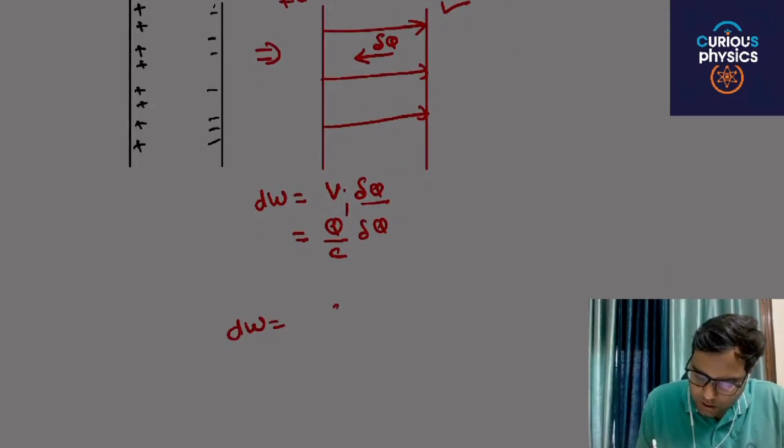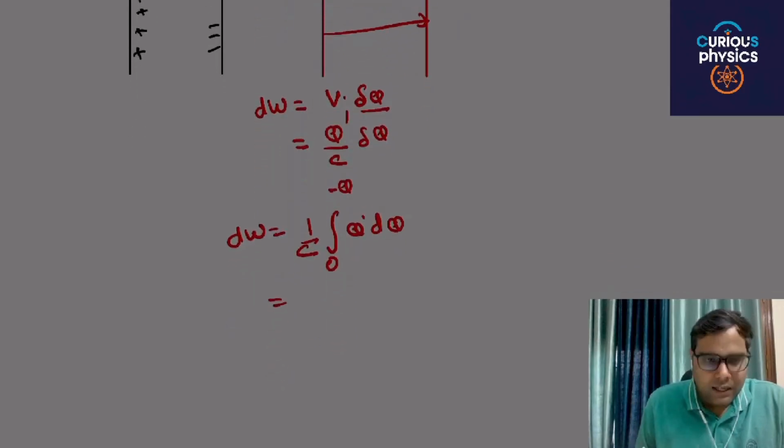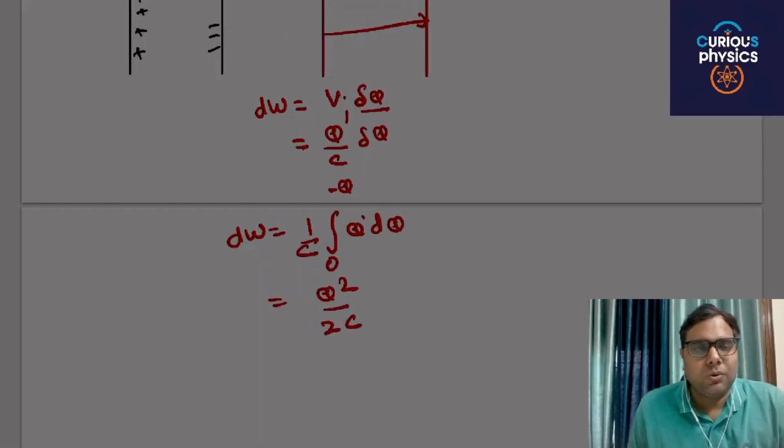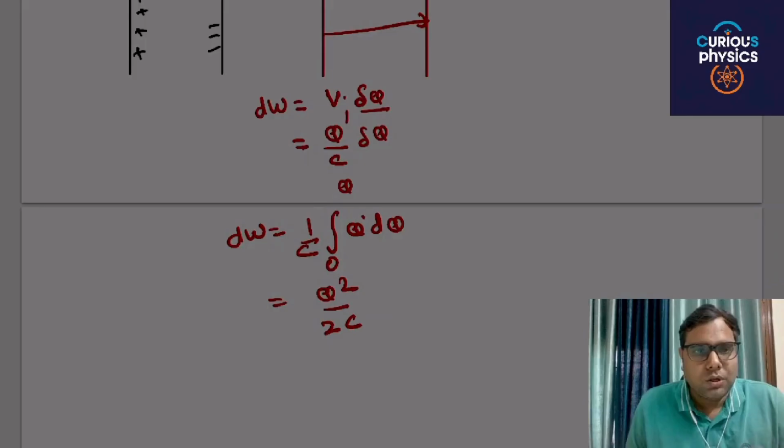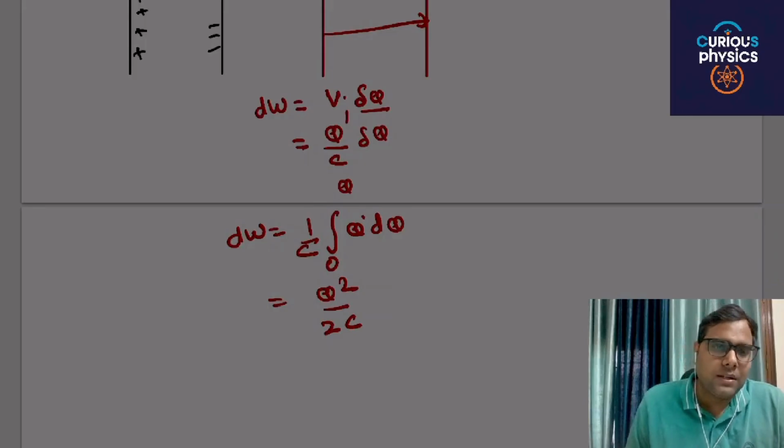C is common, and the total charge goes from 0 to Q, and 1 by C, Q dash into dq. After integrating you will get Q square divided by 2C. After applying the upper limit and lower limit, this is not minus, this is just charge, 0 to Q. Are you able to understand my point?